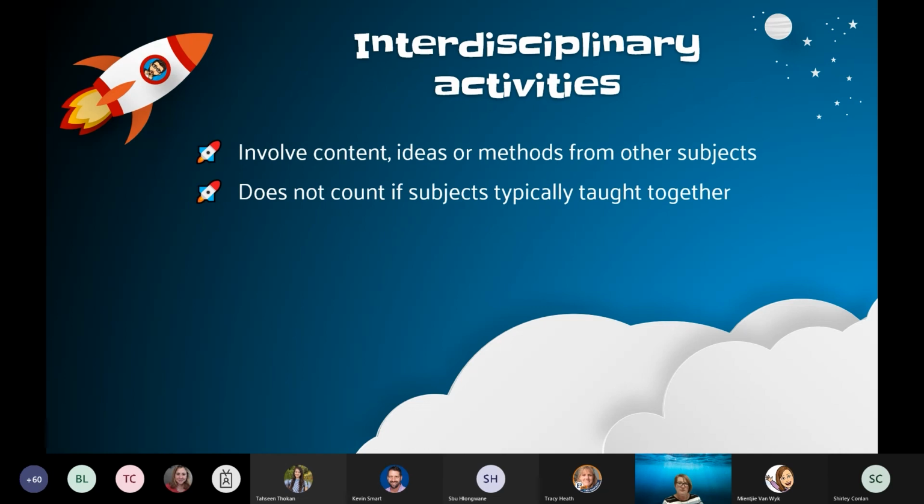When we talk about interdisciplinary activities, as I said, it involves the content, ideas, or methods from other subjects. This does not mean that suddenly you have to work with another department. What it does mean is that you start to draw the connections between what you're doing in your classroom and other subjects.